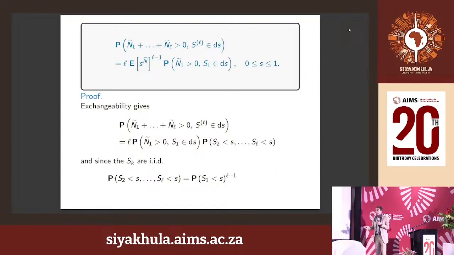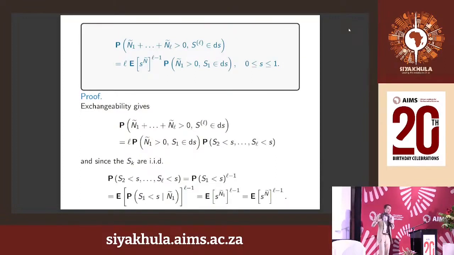Exchangeability just says it's L times the probability that exactly one is it, and all the other maxima you see are smaller. Okay, but now, like I told you, all these families are exchangeable. They have the same distribution. So what's the probability that all the others are smaller? It's the probability that one is smaller, to the power L minus 1. Okay, there are L minus 1 other families. And the probability that the uniform one is smaller than S, you know, that's the generating function, right? And then we spit out a generating function.